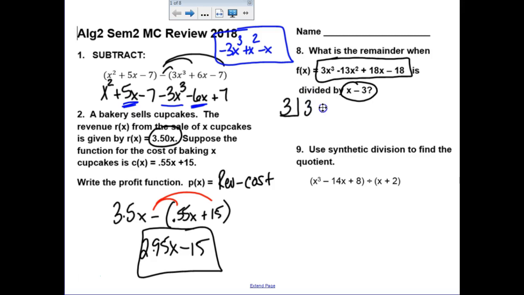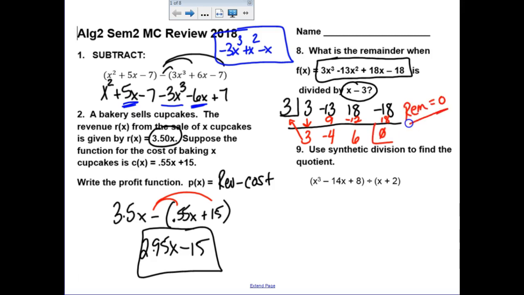So we have 3, negative 13, positive 18, and negative 18. The way this starts off is you bring down the first coefficient, and then you do a series of multiplications and adds. So 3 times 3 is 9. And then add these up and you get negative 4. Negative 4 times 3 is negative 12. Add these up and you get a 6. 6 times 3 is 18. And this is one of those questions where it turns out the remainder is 0, and that's what they want. The last number is your remainder, and ours came out to 0.